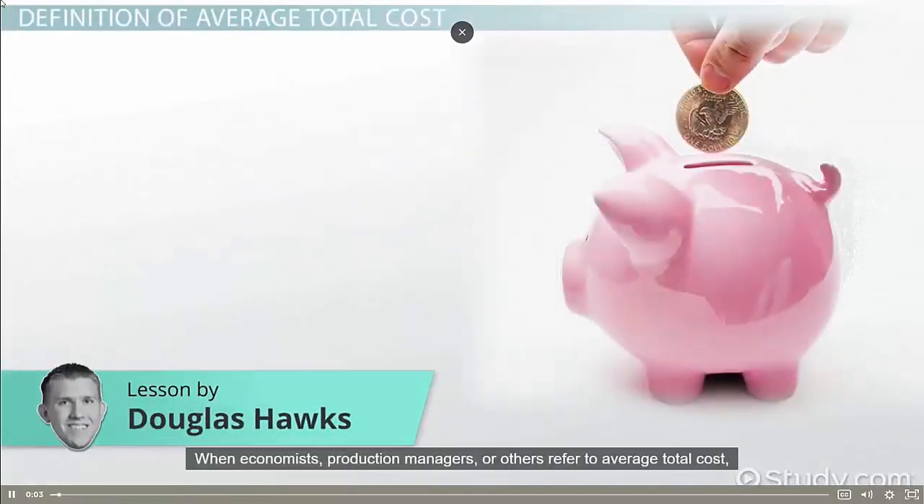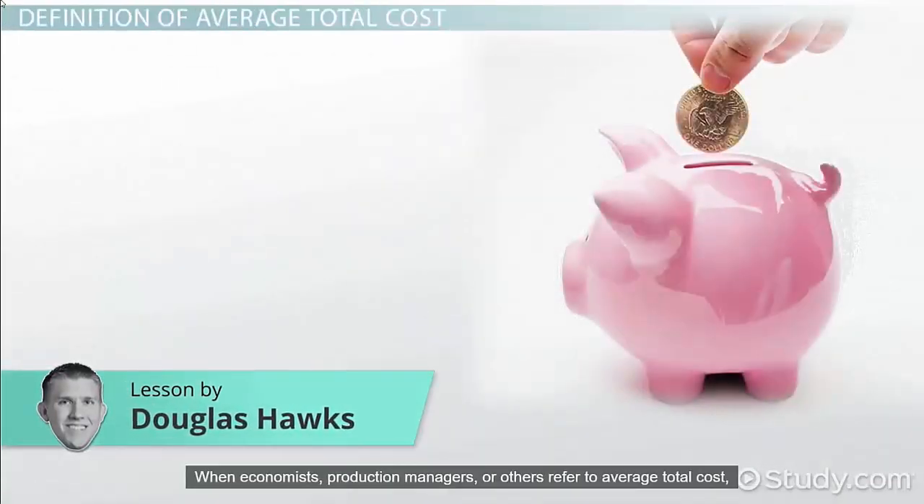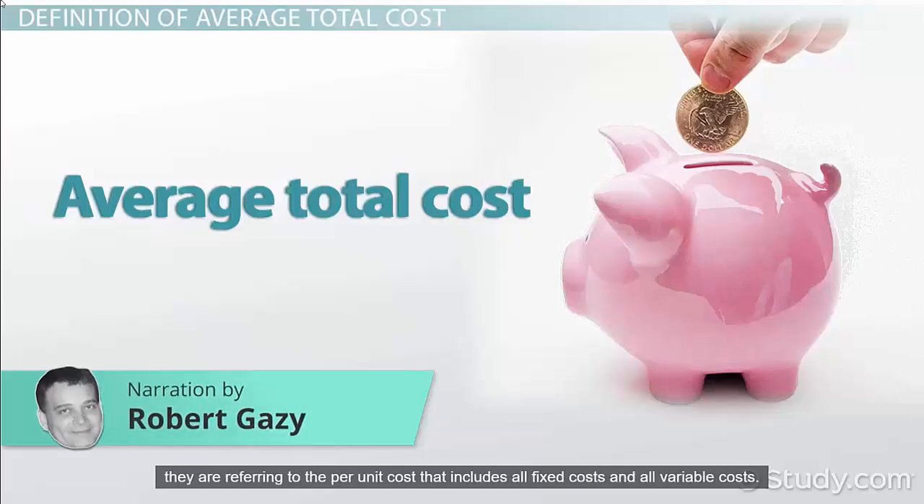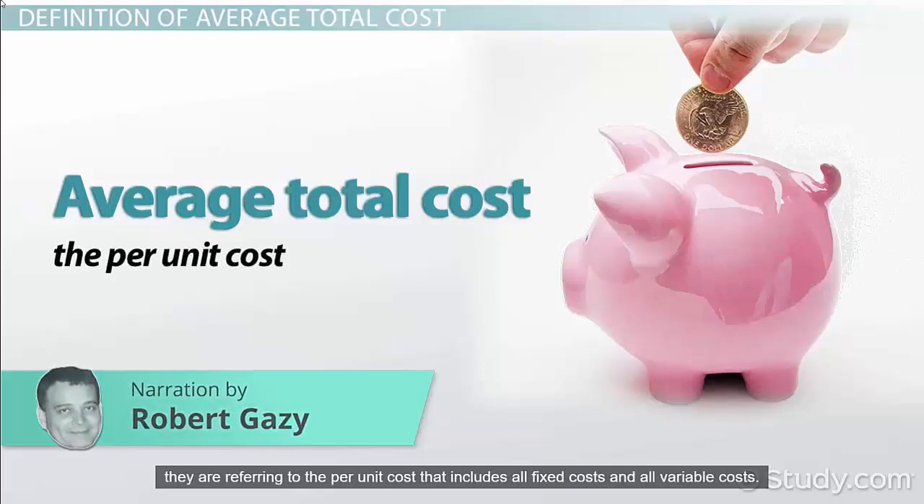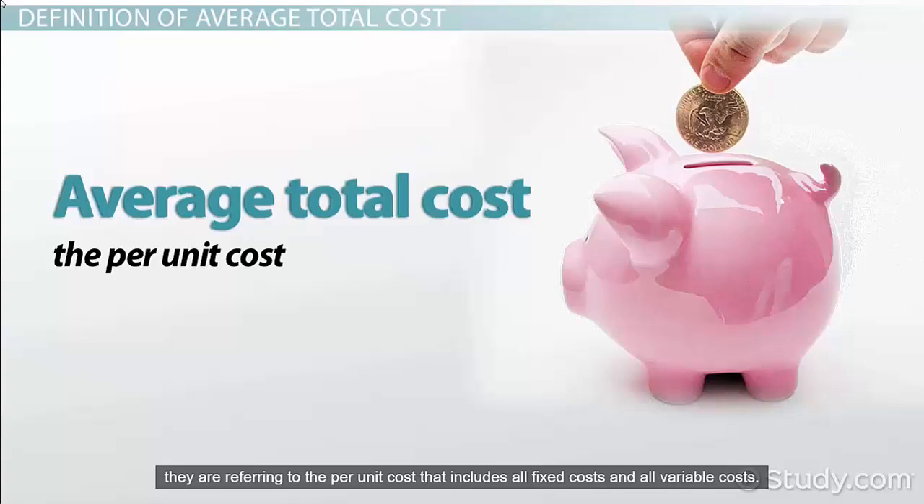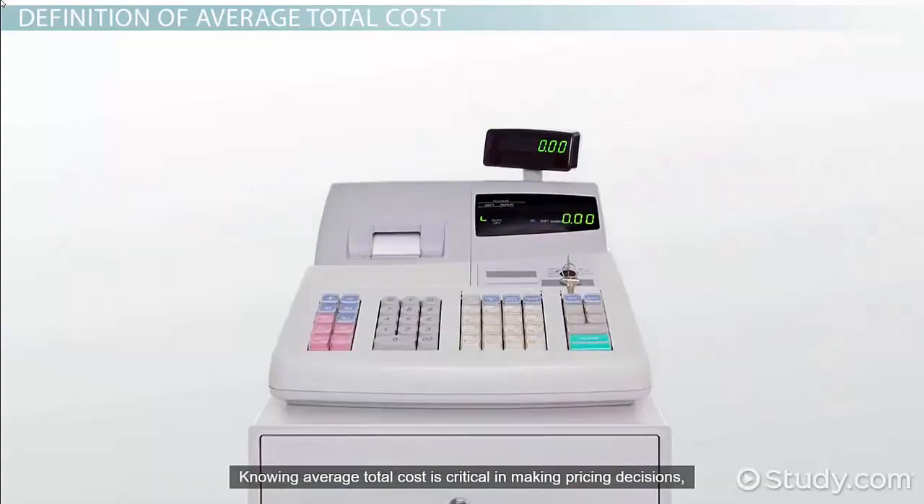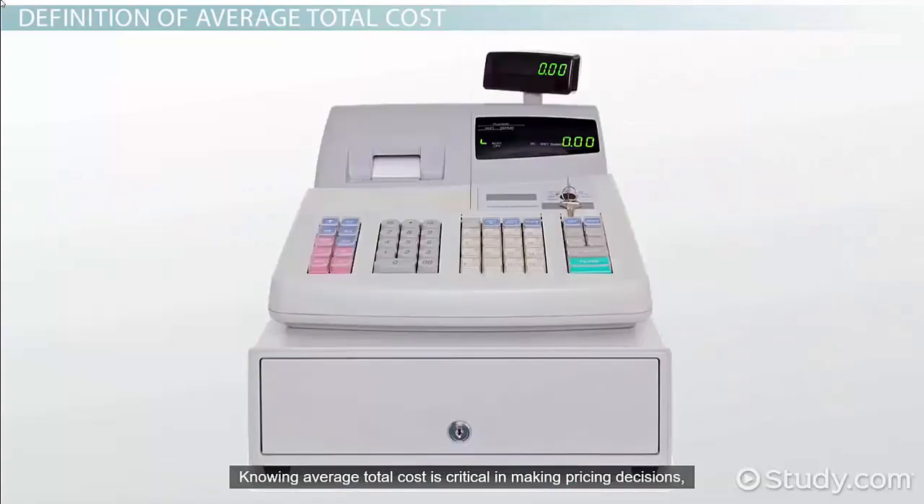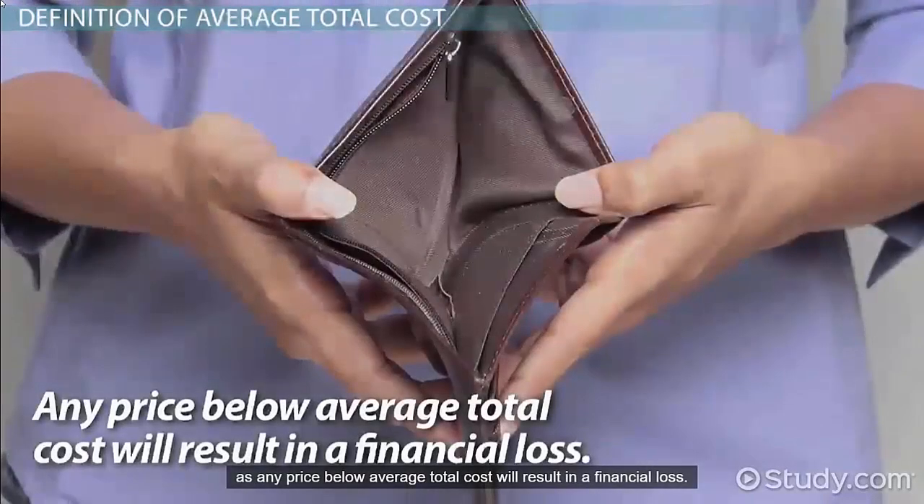When economists, production managers, or others refer to average total cost, they are referring to the per unit cost that includes all fixed costs and all variable costs. Knowing average total cost is critical in making pricing decisions, as any price below average total cost will result in a financial loss.